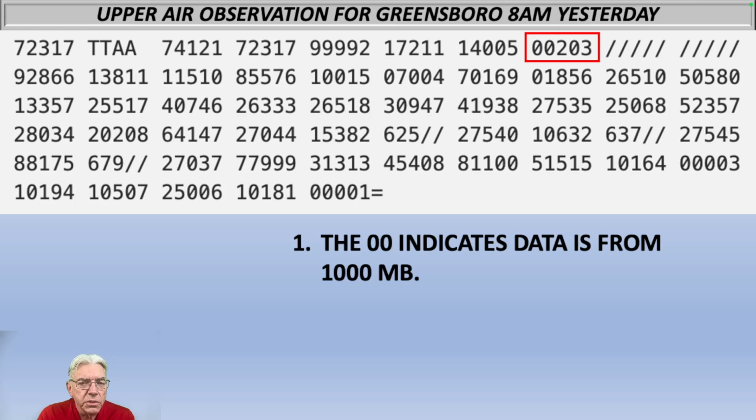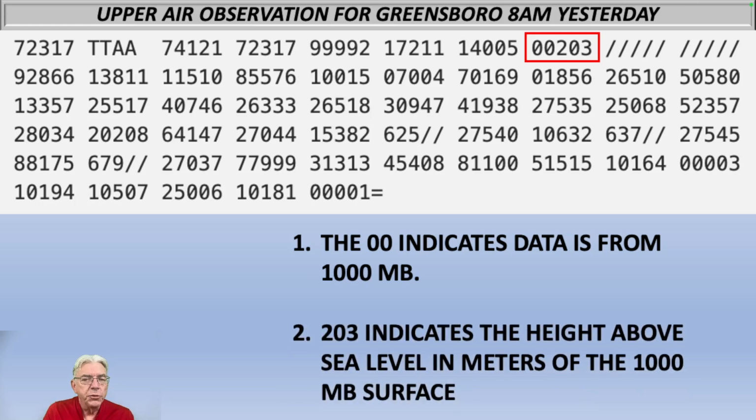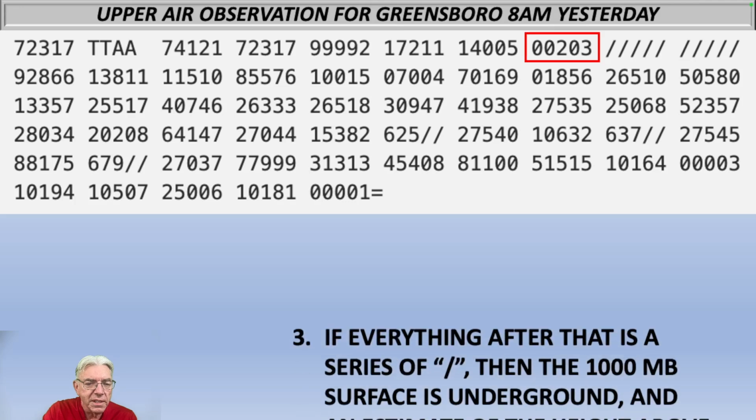Now we go to the 00203 group here. The 00 indicates the data is from 1,000 millibars, a constant pressure surface, and that's the way we look at maps. There's 850 millibars, 700 millibars, 500 millibars, and so forth. So the 00 means it's from 1,000, and the 203 indicates the height above sea level in meters of the 1,000 millibar surface. So it's 203 meters above sea level.